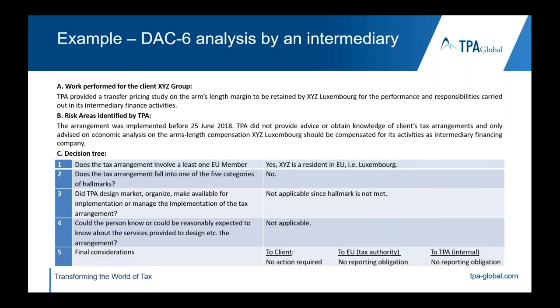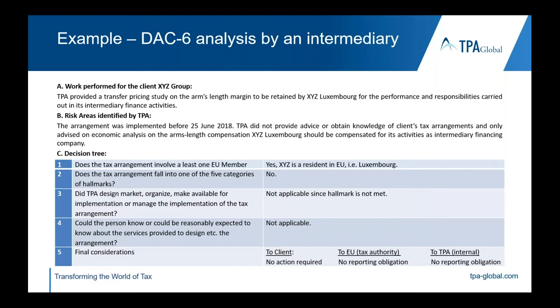As a CPA firm, as we are an intermediary providing tax advice, we also do DAC-6 analysis. And here is an example of an analysis we did for one of our clients. As you can see, we review what sort of work we have performed. In this example, we provided a transfer pricing study on the arm's-length margin to be retained by a Luxembourg company for the performance and responsibilities carried out in the intermediary finance activities. With this particular one, the arrangement was implemented before June 2018, so it did not fall in the category.